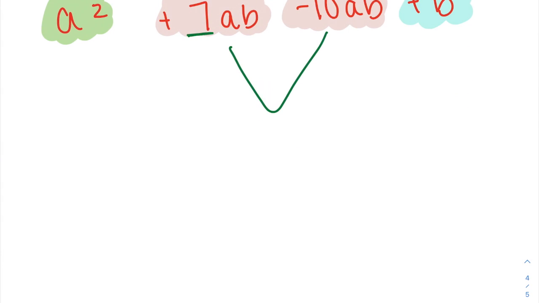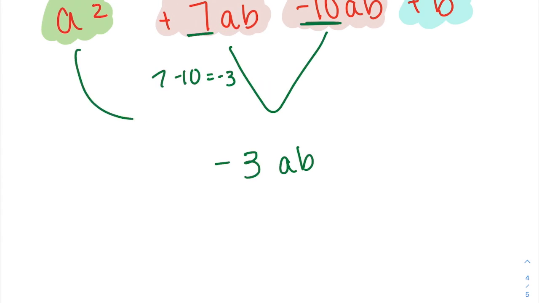So I'm looking at my coefficients. Whatever comes out, it's going to come out with an ab because that is the variable for those terms. 7 minus 10 is negative 3. So I'm going to have negative 3ab.